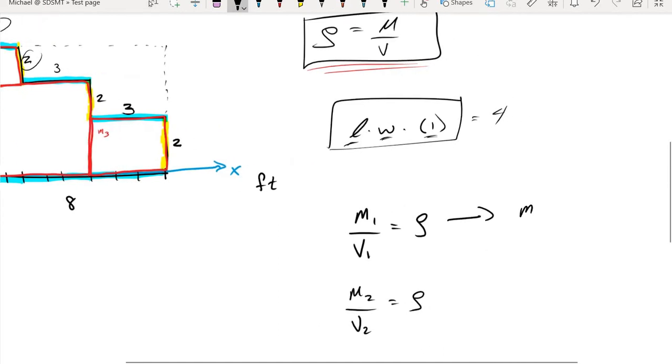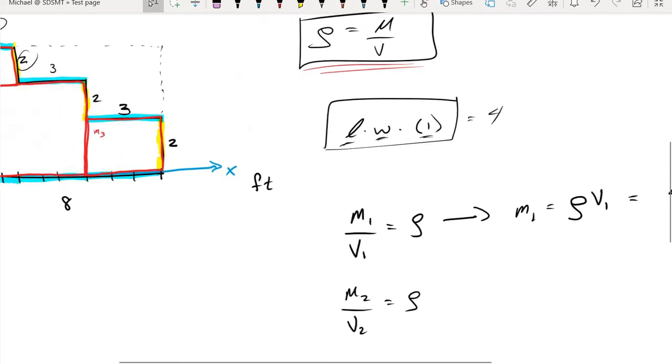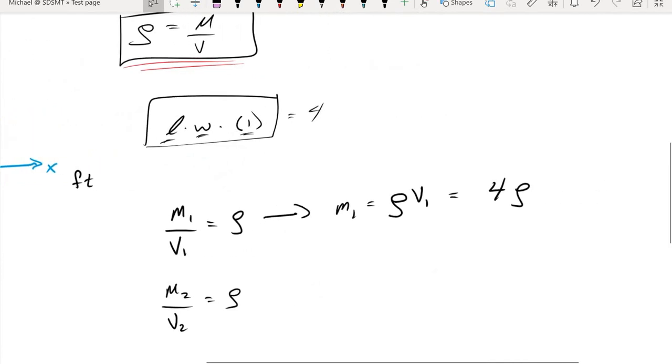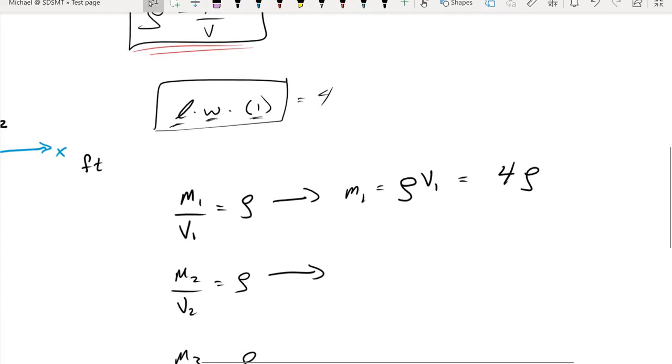And that means that mass 1 can now be represented as the uniform density times the volume. And since mass 1 has a volume of 4, I can now say that mass 1 has a value of 4 rho. I don't know what the density of this sheet metal is, but we'll just go with it. We've already run into plenty of problems in this course where it looks like we might need some information, but then later on it factors out or cancels. So we'll see what happens along the way here. Mass 2 will have to equal the uniform density times its volume.